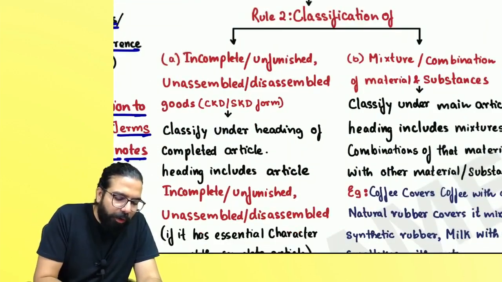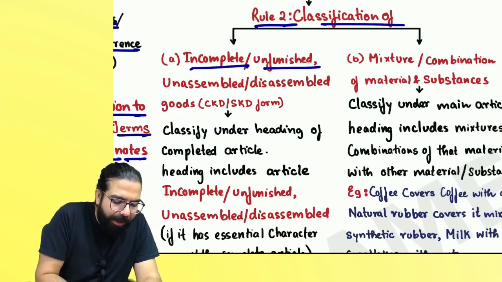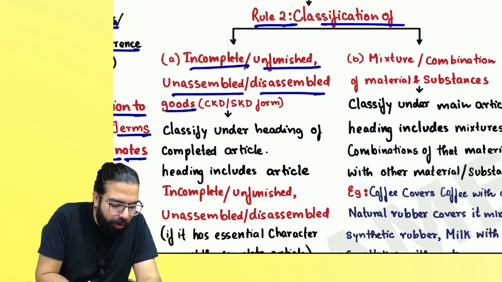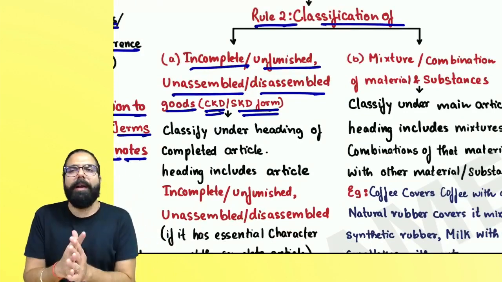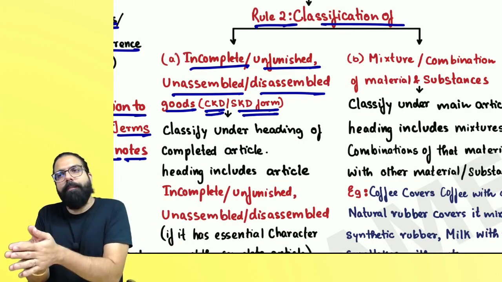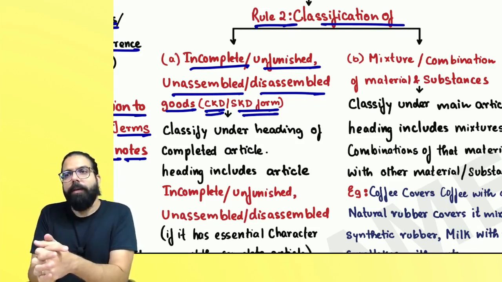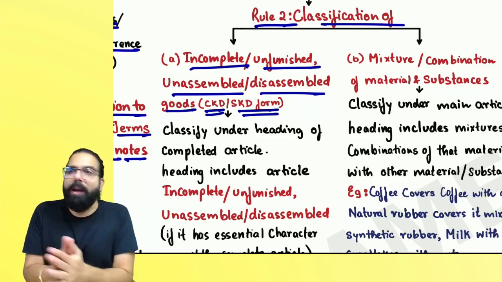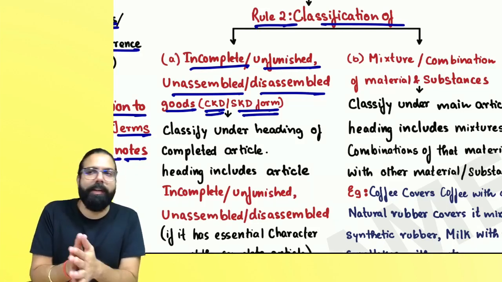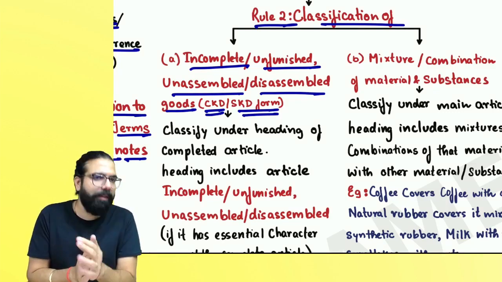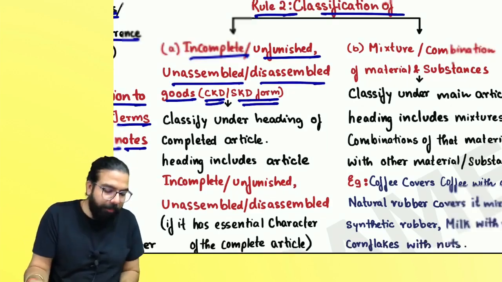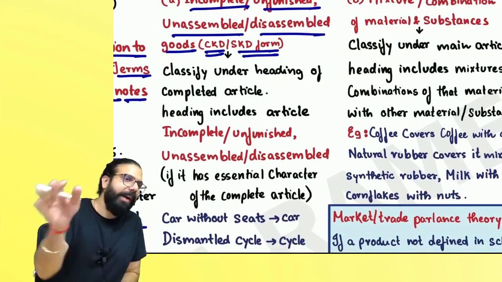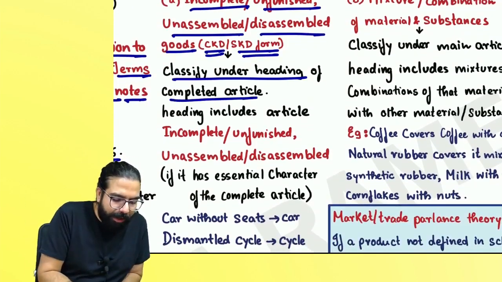The next one is rule number 2, classification of incomplete, unfinished, unassembled, disassembled goods. Basically, in complete knockdown or semi knockdown form. Then, Baba, always remember, a heading includes an item complete, incomplete, unfinished, unassembled, or disassembled also. So, you have to go ahead and classify an incomplete, unfinished, unassembled, disassembled item under the heading of the complete article.